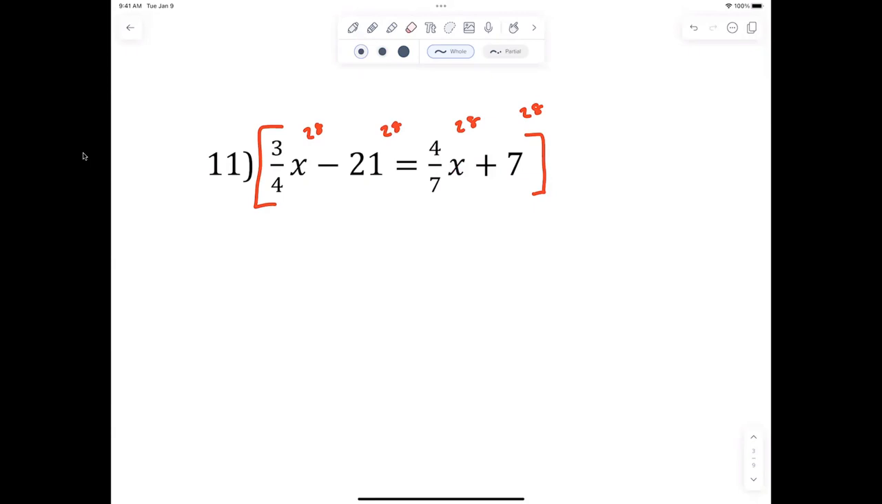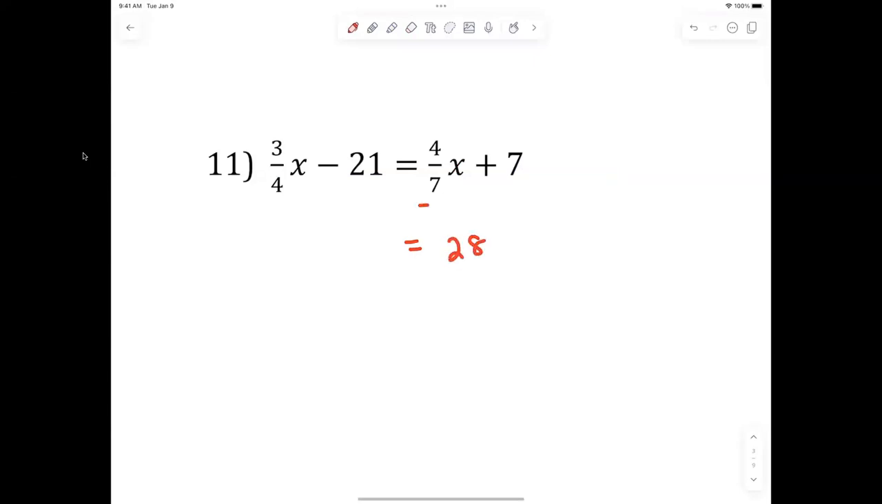Does everybody see what I'm saying? I definitely don't feel like doing 21 times 28, even though it's not that hard. You do it however you want, but I'm not wasting my time doing that. I'm pretty good with fractions, so it's not going to bother me. I'm going to add 21. Do we agree if I add 21? 7 plus 21 is what? 28. Now I'm going to subtract 4 sevenths. Does everybody agree with this?